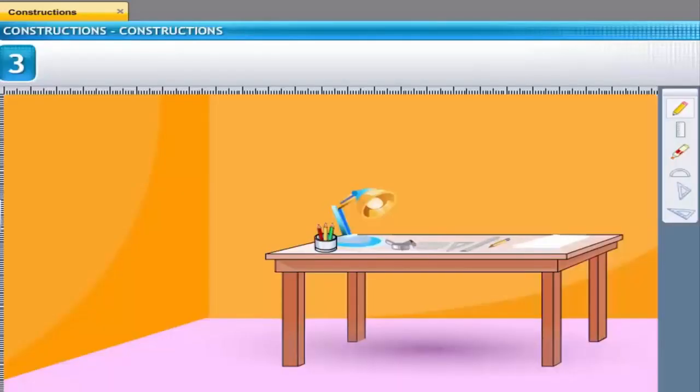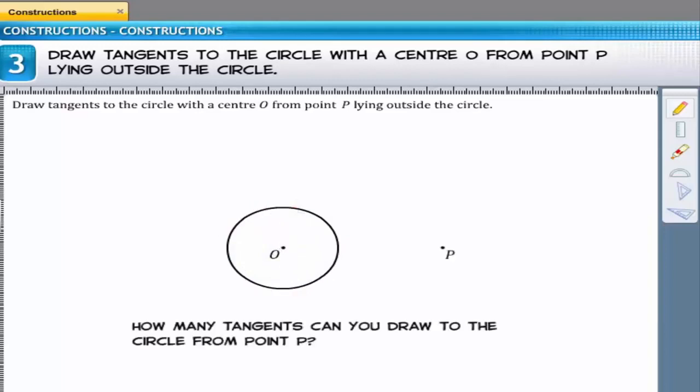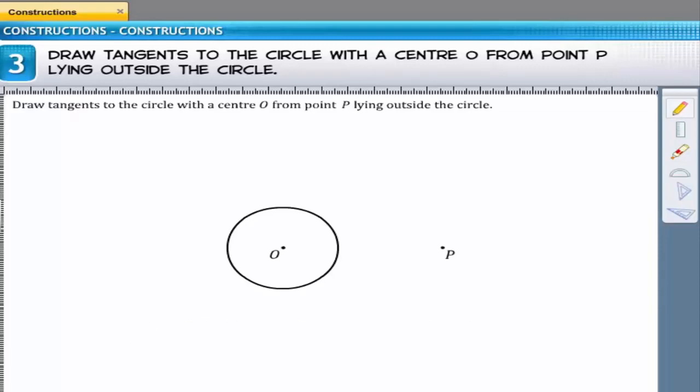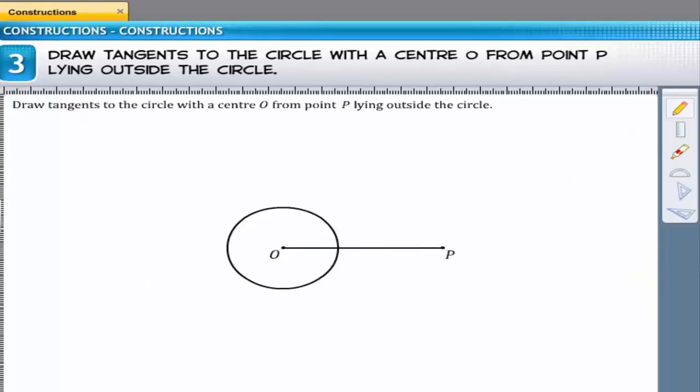Now, let us learn how to draw tangents to a circle from an external point. Draw tangents to the circle with center O from point P lying outside the circle. How many tangents can you draw to the circle from point P? Only 2. You can draw only 2 tangents to a circle from an external point. Let us start with the construction. As step 1, join the external point P with the center of the circle O.